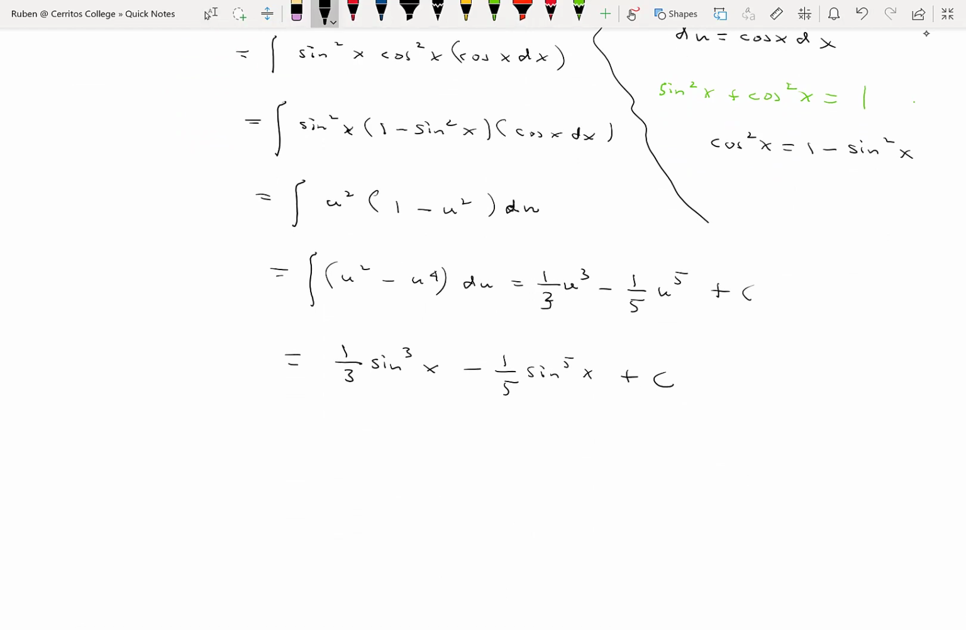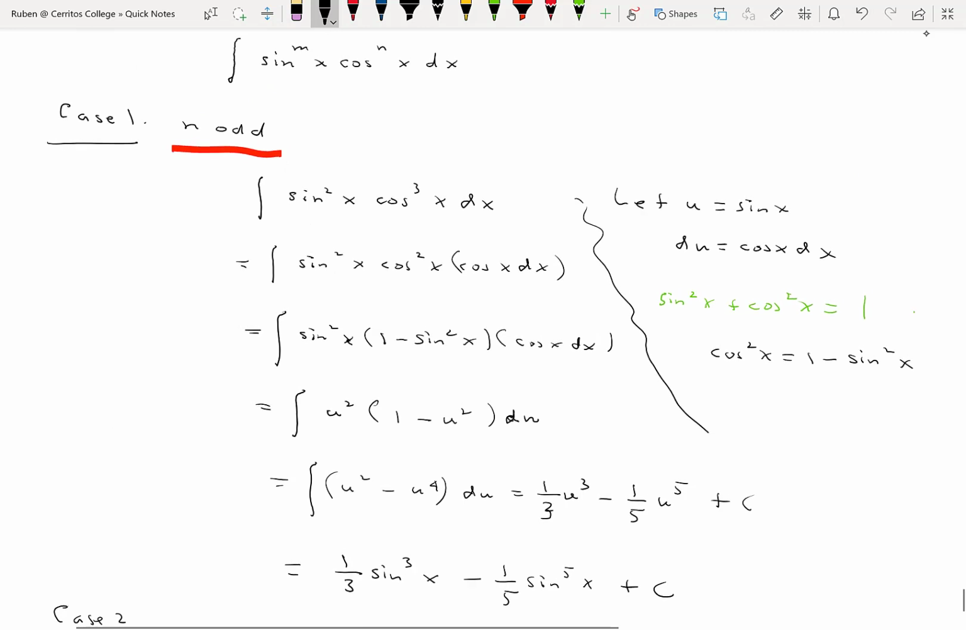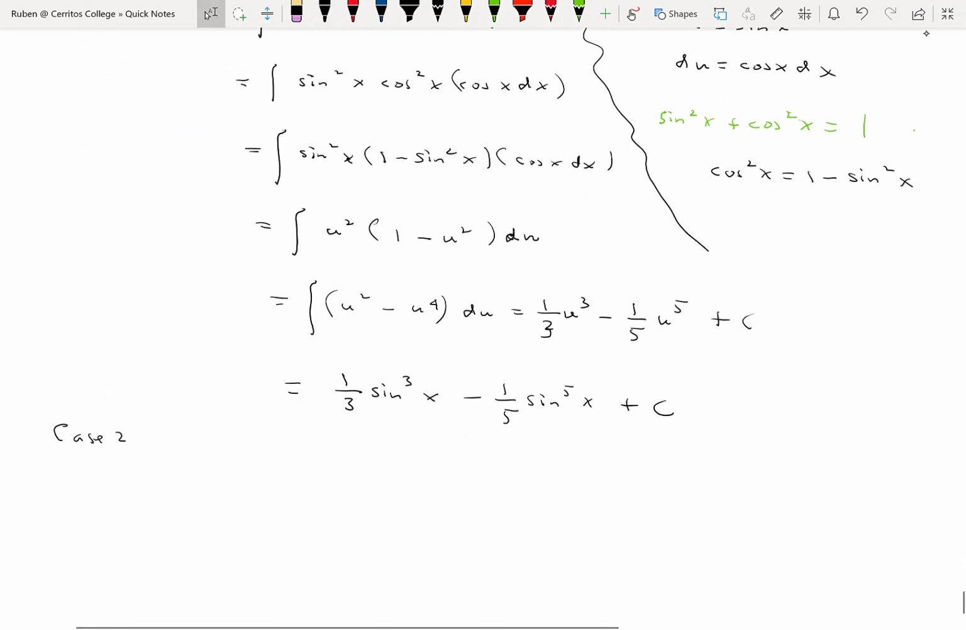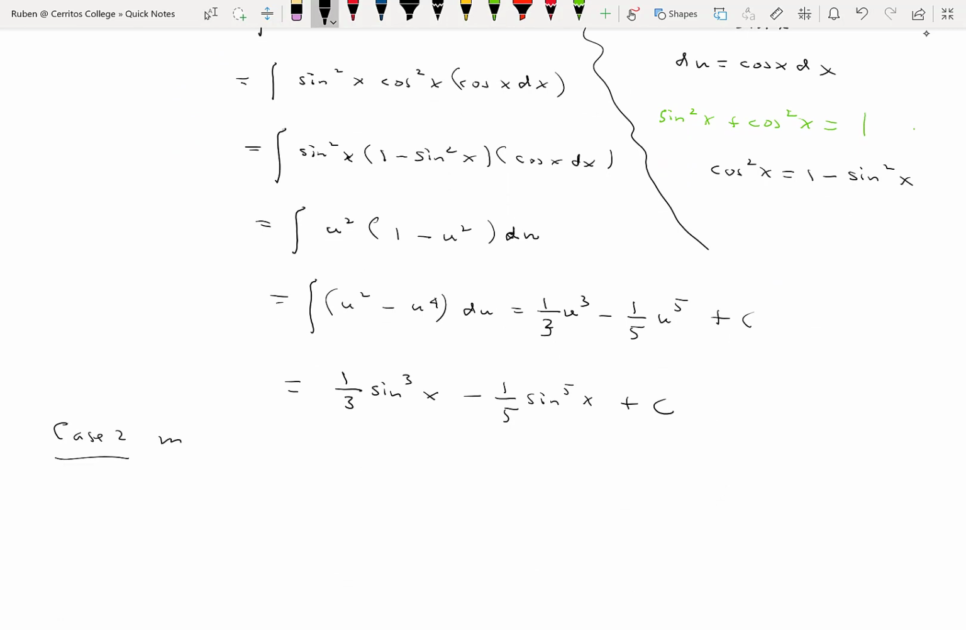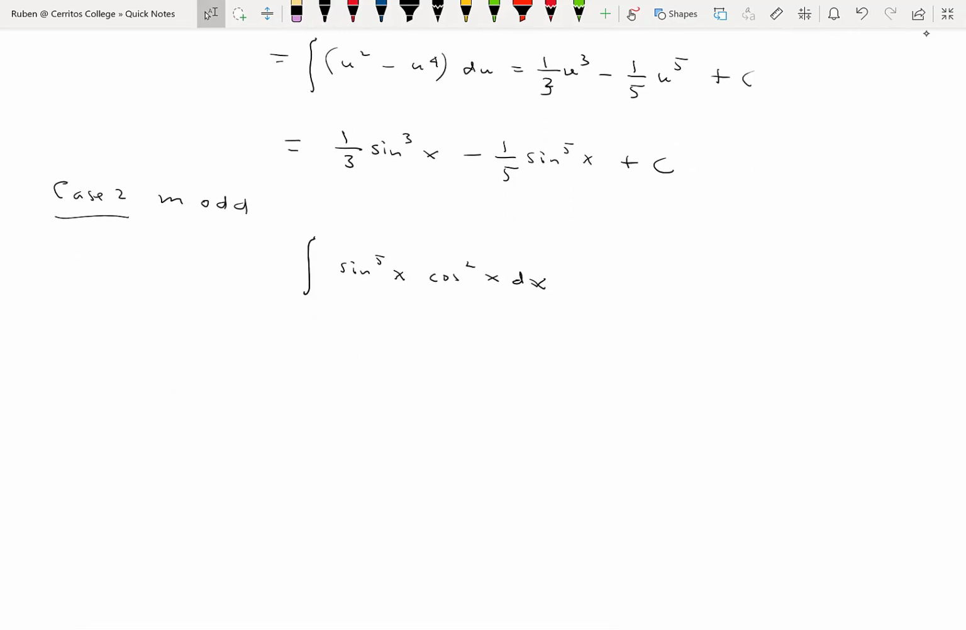So let's take a look at case 2. Case 1 was when the cosine was odd, so case 2 is when the sine is odd, and it's just as simple. Case 2 is m is odd. The power of sine is odd. So suppose we had, for example, sine to the 5th power cosine squared x dx. Okay, so borrow 1 from the sine.